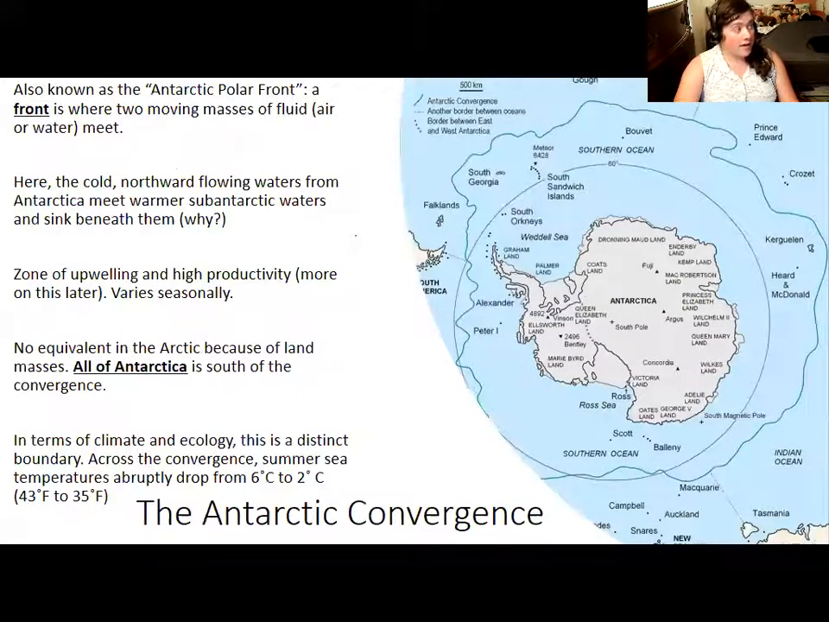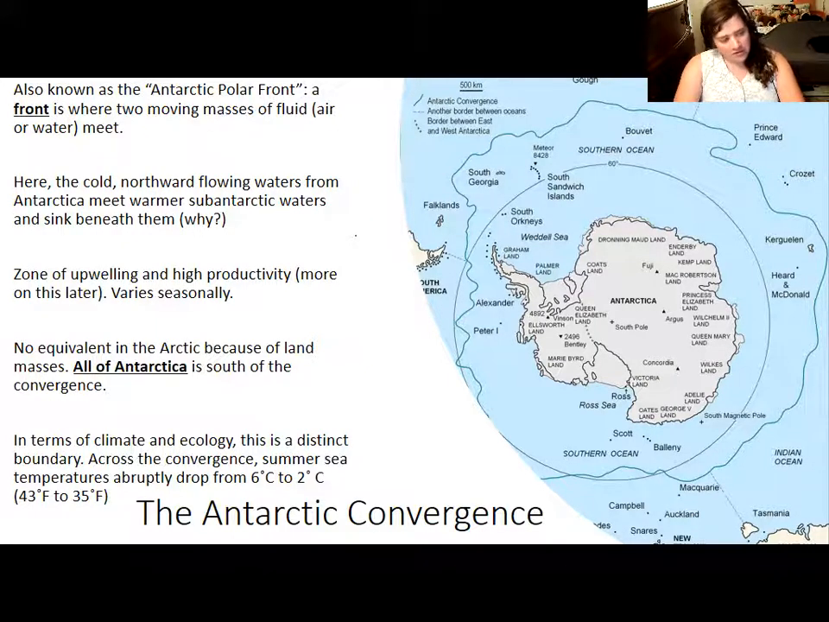Another important marker is the Antarctic Convergence. And the convergence is a front. In climate and weather terms, a front is where two moving masses of either water or air meet. And what happens at the Antarctic Convergence is that you have cold water flowing northward from Antarctica, meeting warmer subantarctic waters. The water flowing from the south sinks below. This actually ends up producing a lot of upwelling, and it allows for a bloom of wildlife in the summer.